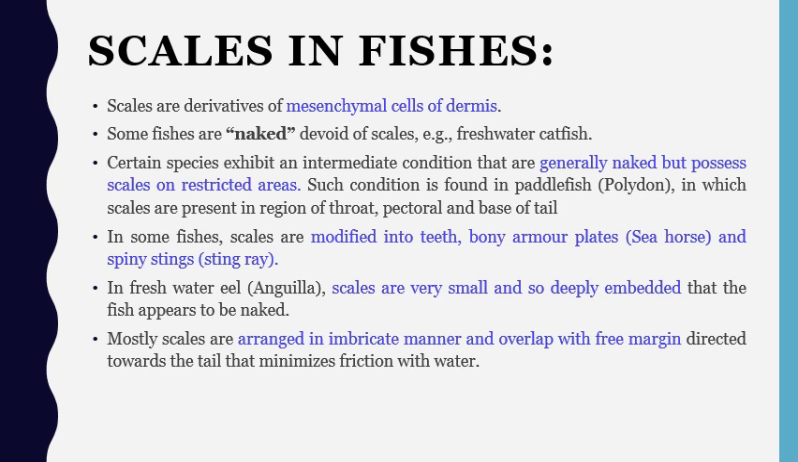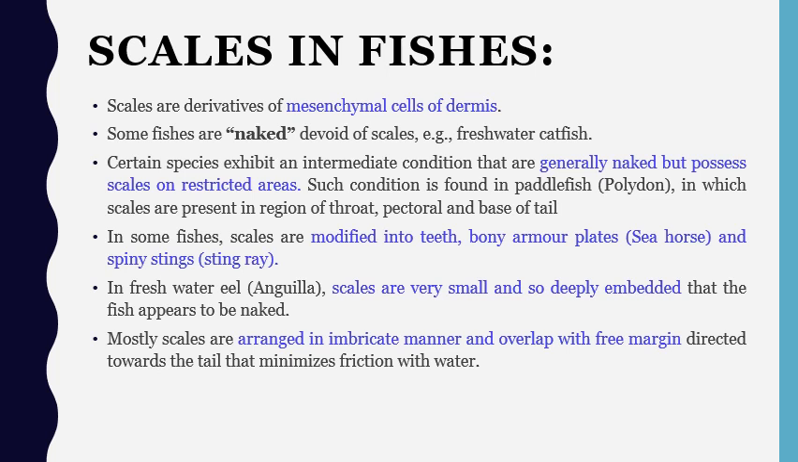In some fishes, they are devoid of these scales. These are naked fishes जो कि freshwater catfishes होती हैं. In some species they have an intermediate condition. They are naked but scales are present on some restricted area. Such condition is found in paddlefishes, Polyodon, in which the scales are present in the region of throat, pectoral region, and the base of the tail.